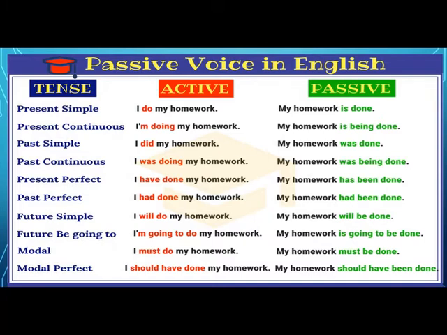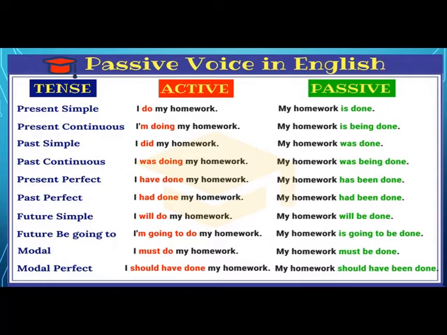Past continuous, I was doing my homework. The passive continuous, my homework was being done. The perfect present tense, I've done my homework. The passive tense, my homework has been done. The past perfect tense, I've done my homework. The passive tense, my homework has been done.